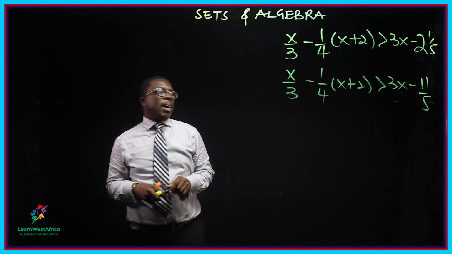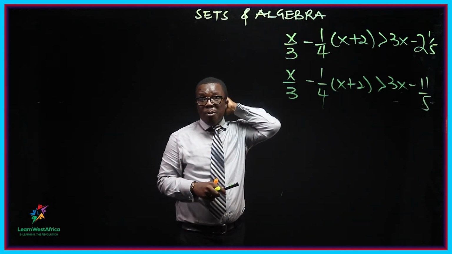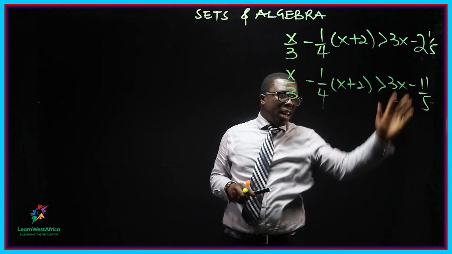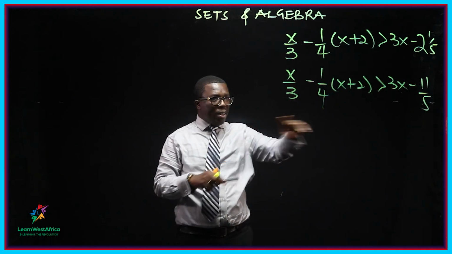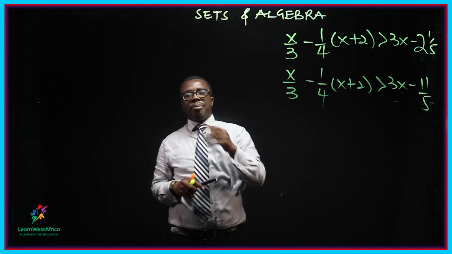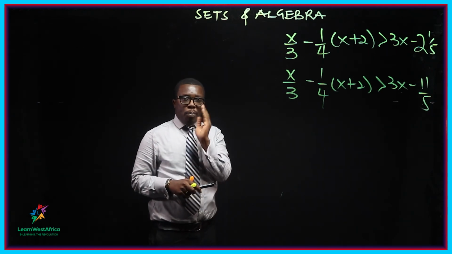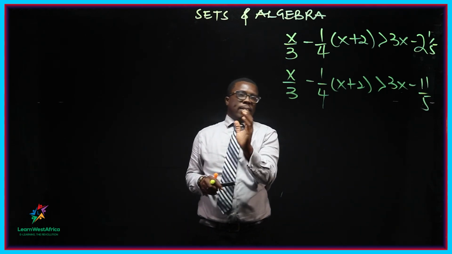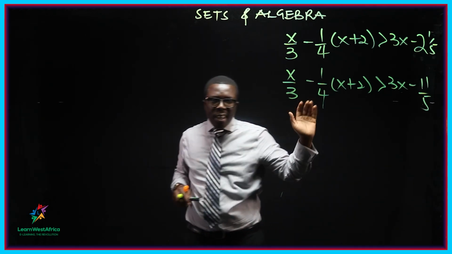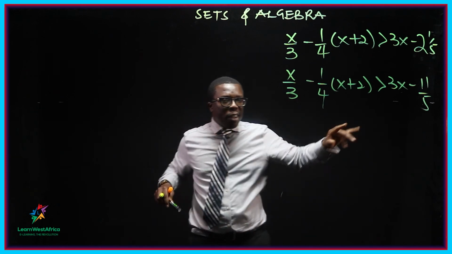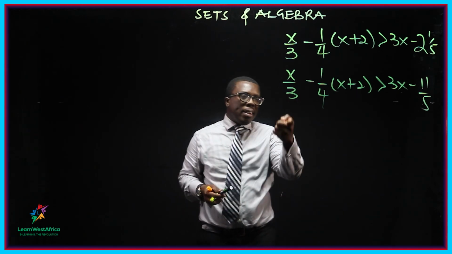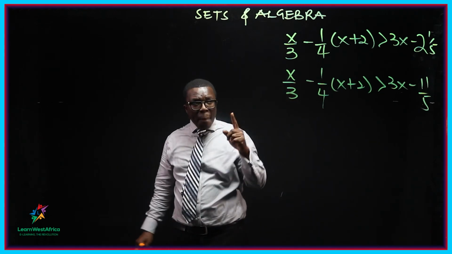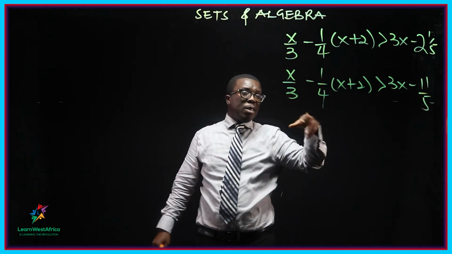Now, how many fractions do we have? x over 3, 1 over 4, and 1 over 5. The principle is that anytime we work an equation with more than one fraction, we share the denominators and look for the LCM of all the denominators, 3, 4, and 5.